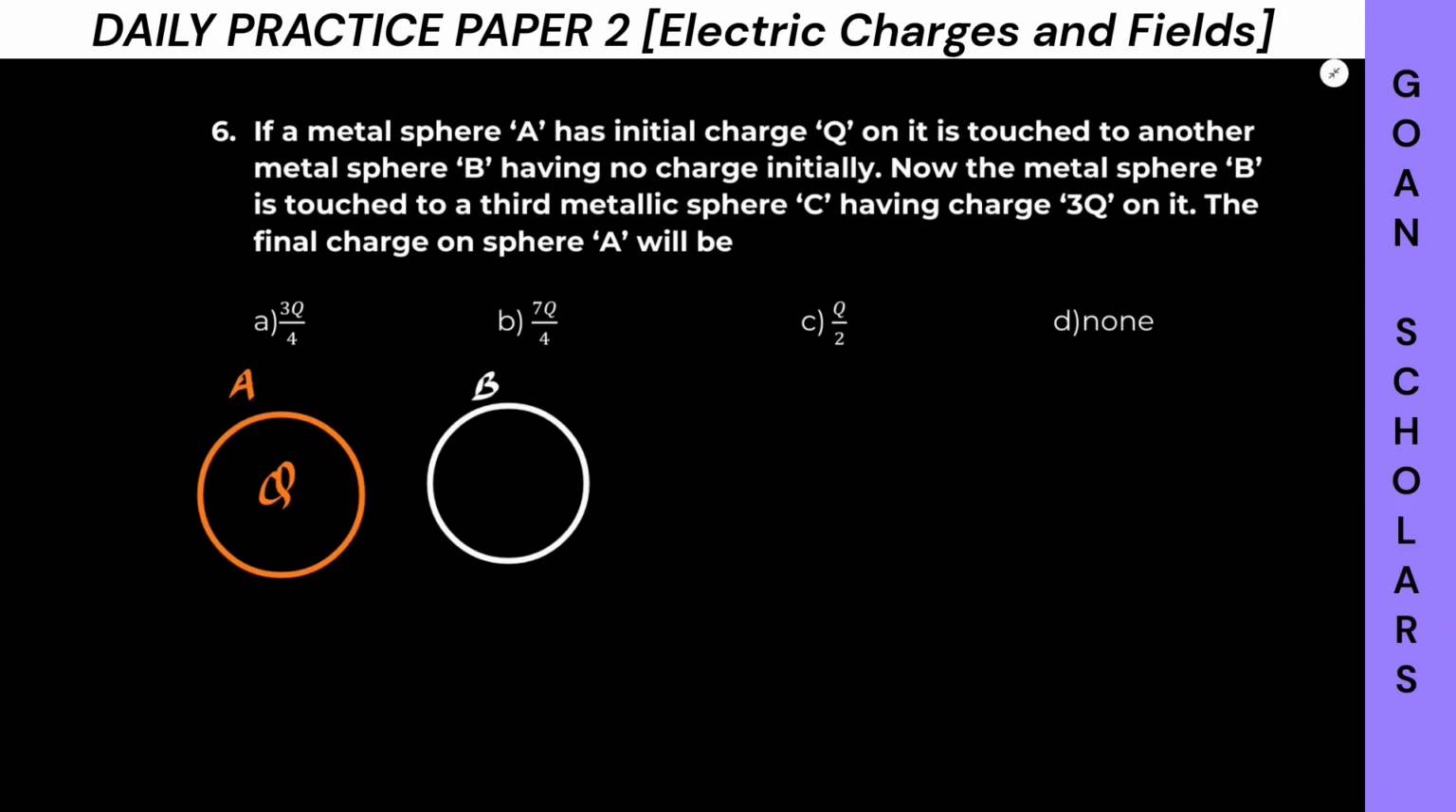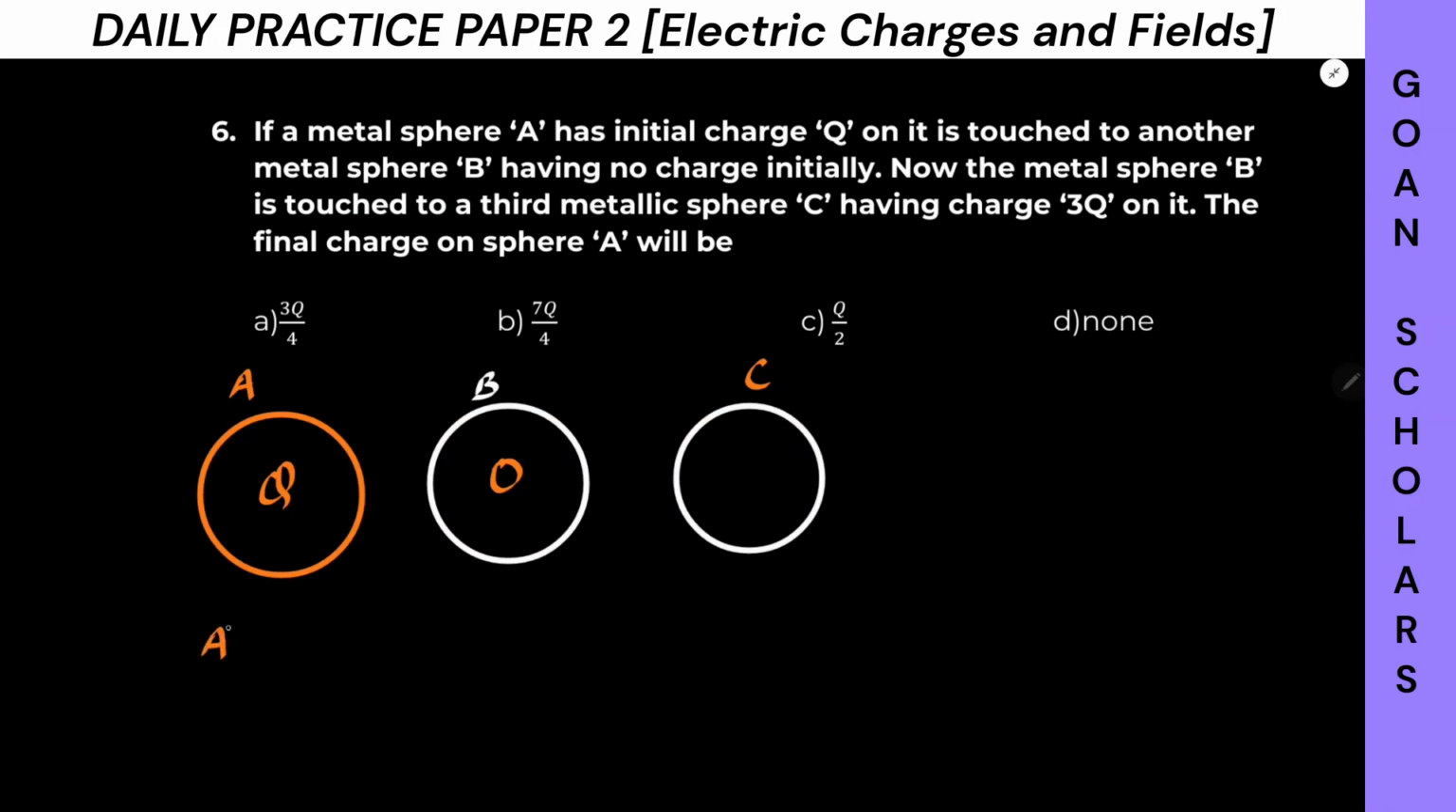So here the answer is straight away... no. They are asking the final charge on A, so you have to be a little careful. The situation is quite similar to the previous one, but now they are asking the final charge on A. Let's draw one more sphere here. This is our C. I'll call it C. Initially it is 0. If a metal sphere A has initial charge Q and is touched to another metal sphere B having no charge initially.